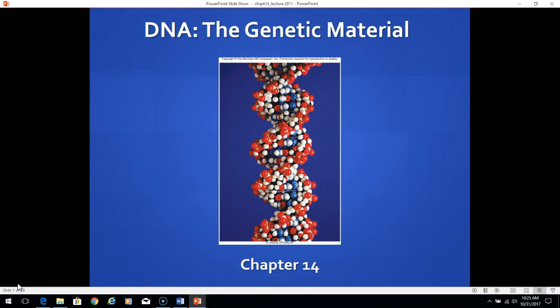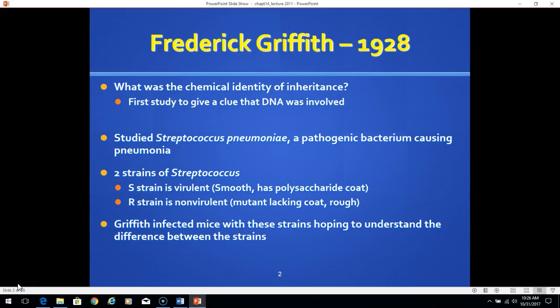So chapter 14 focuses on DNA, and the first 17 slides are going to focus on the history of DNA. And so the first person is Frederick Griffith. Frederick Griffith was a British doctor during World War II, and before World War II he was also in the military, and he was looking for a vaccine strategy against Streptococcus pneumoniae, which is a bacterium that causes pneumonia-like symptoms. It's not the only bacteria that causes pneumonia, but it's one of them, thus its name.